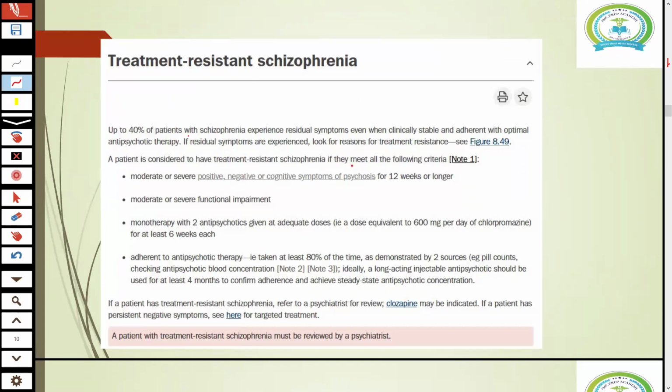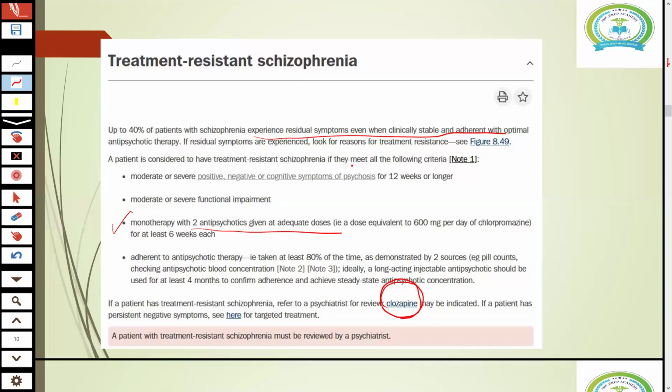Some patients, when they are taking treatment, still have residual symptoms. Whether they are clinically stable and properly adherent to their antipsychotic therapy, they still have residual symptoms. In that case, we have to see the reasons first. Are they adherent to their therapy or not? If they have an issue with monotherapy at adequate doses, they are already taking one or two drugs and still their symptoms are not resolving. In that case, the last resort for the treatment of schizophrenia is clozapine.